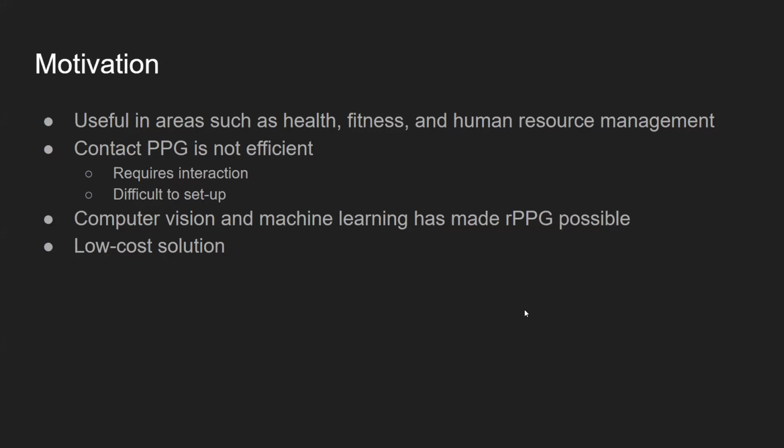So the motivation for this research is that the detection of the physiological changes of a person is important in areas of health, fitness, and human resource management. Contact PPG requires interpretation of the subject, and it is also difficult to set up. So advances in computer vision and machine learning have made rPPG possible for human health monitoring. And as I mentioned earlier, it is also a low-cost solution, so it's able to be readily available almost anywhere.